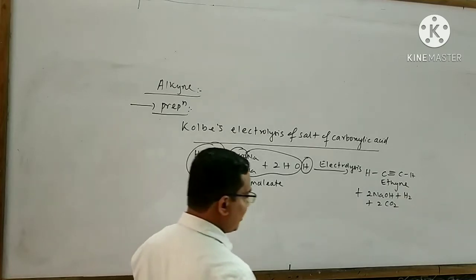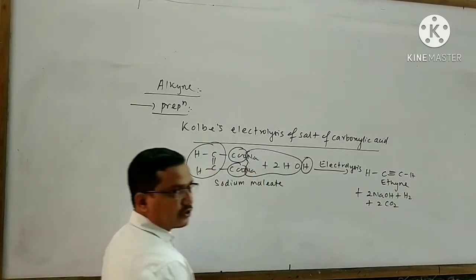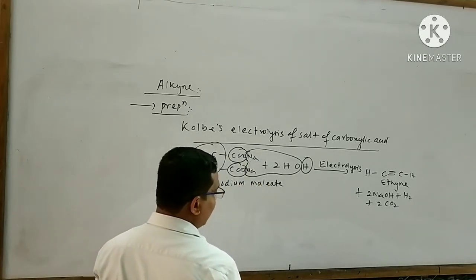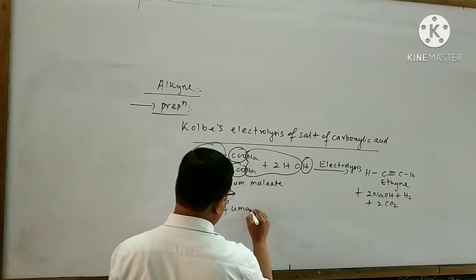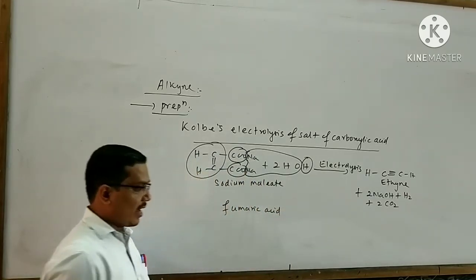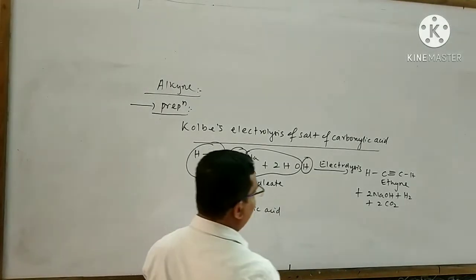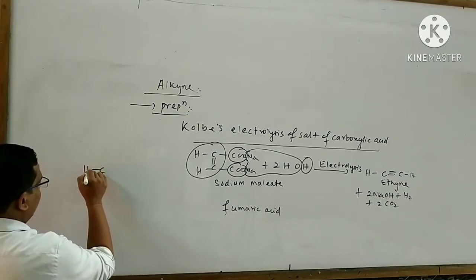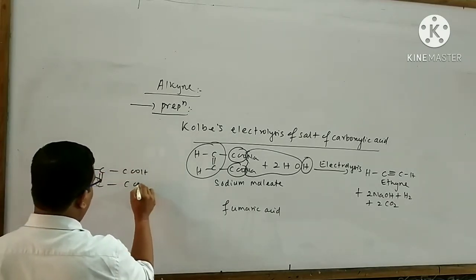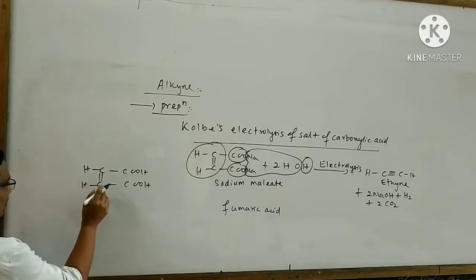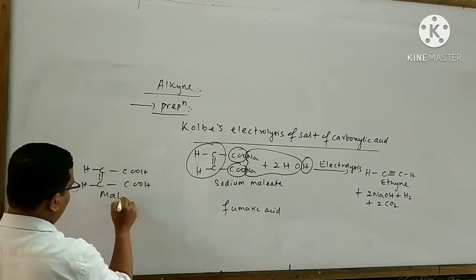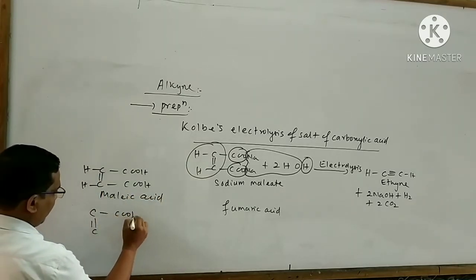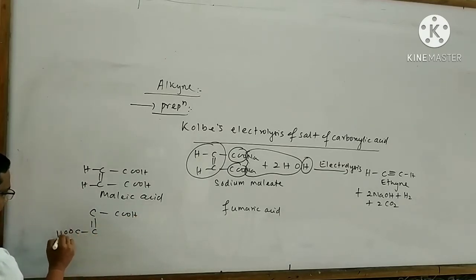Now I can give a statement like this: when a concentrated solution of sodium or potassium salt of maleic acid or fumaric acid is electrolyzed, then acetylene is formed. Remember an important point. This is the structure of maleic acid. This is said to be maleic acid, and this is the structure of fumaric acid.